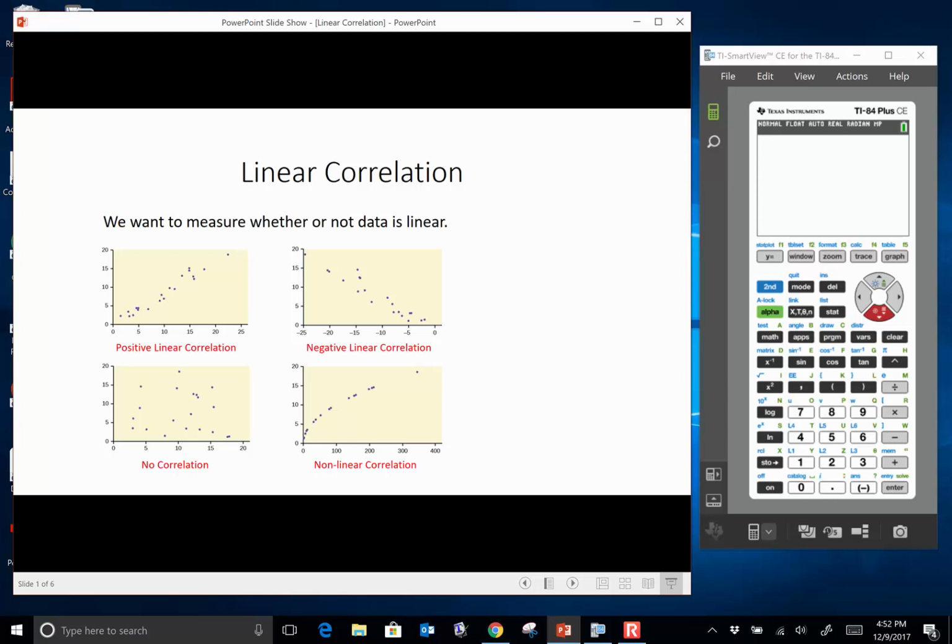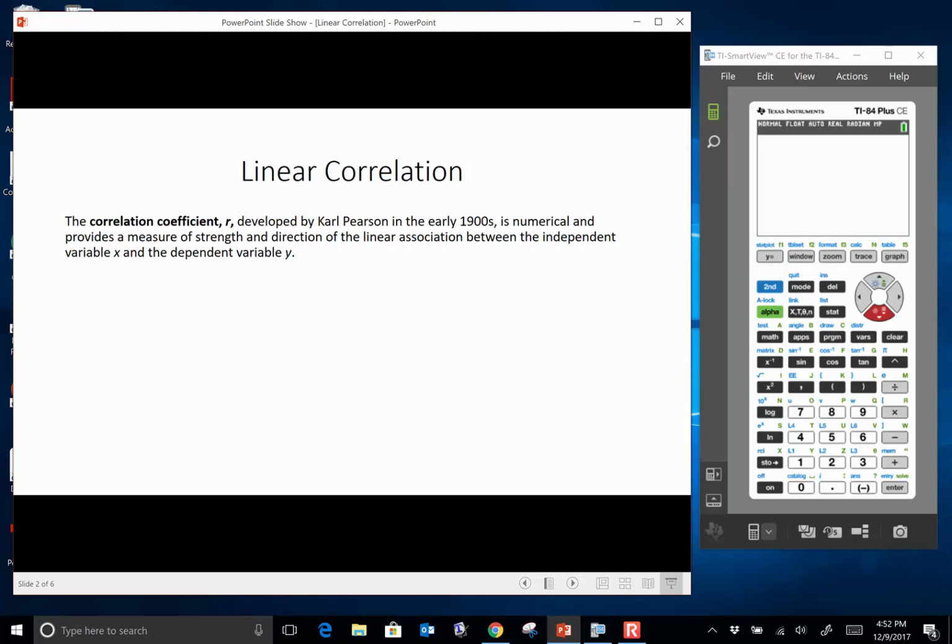But before you panic, we're not going to look at nonlinear. We're only going to look at linear. And here's what we're going to use. We're going to use the linear correlation coefficient to determine if the data is linear. It's going to help us measure the strength of the linear relationship and the direction of the linear relationship. Here's what I mean. This correlation coefficient, which is called R, was first developed by Karl Pearson. It's numerical, and it tells us how strong the linear relationship is and its basic direction, meaning whether it's a positive or negative linear relationship.